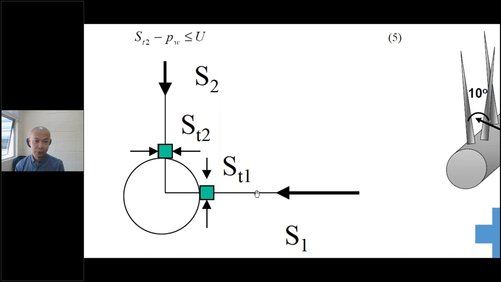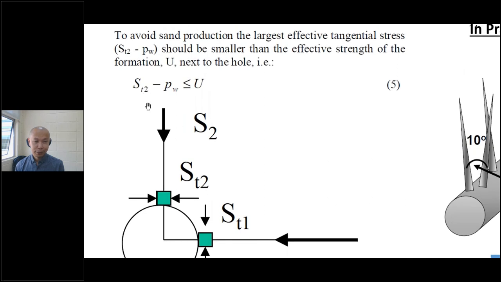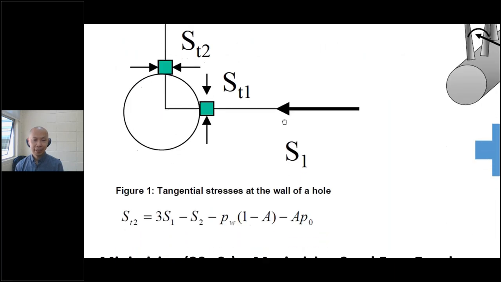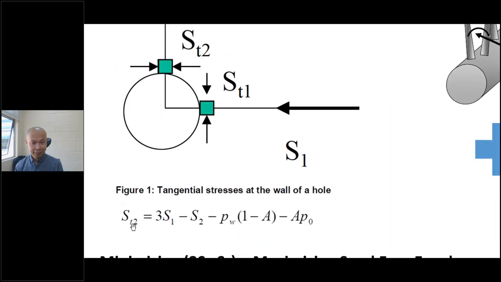Based on this, in order for us to avoid sand production, we just need to make sure that the tangential stress 2, minus the pressure, PW is the pressure, is less than the rock strength. U is the rock strength. We just need to remember this: the tangential stress ST2 minus PW less than rock strength. And tangential stress 2, ST2, this is the formula.